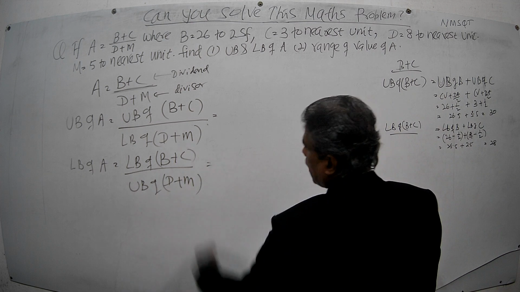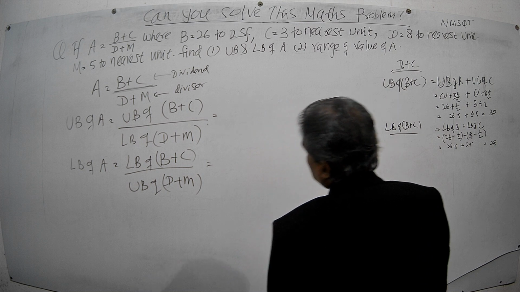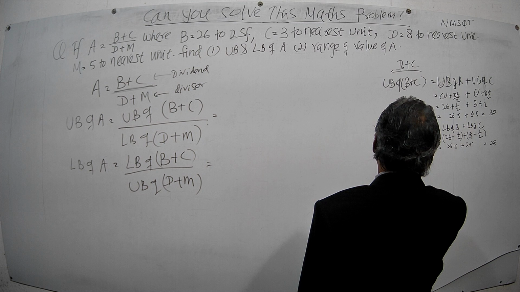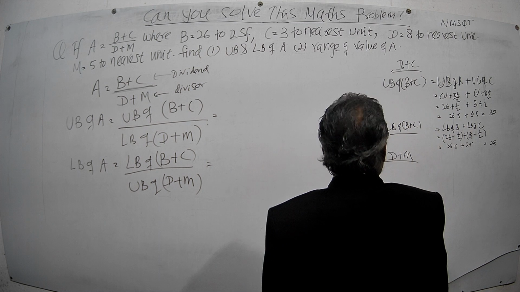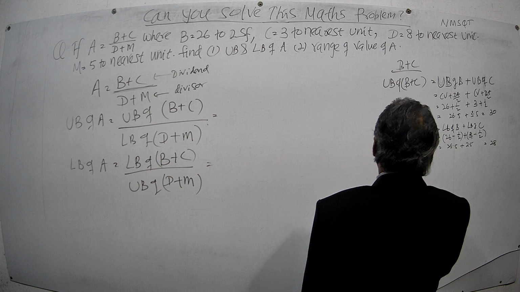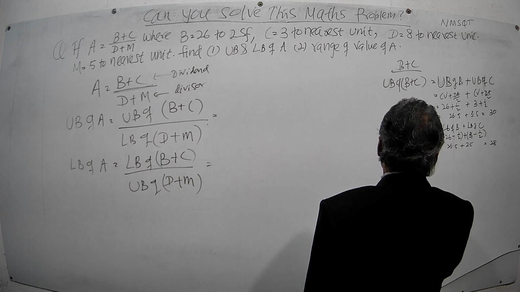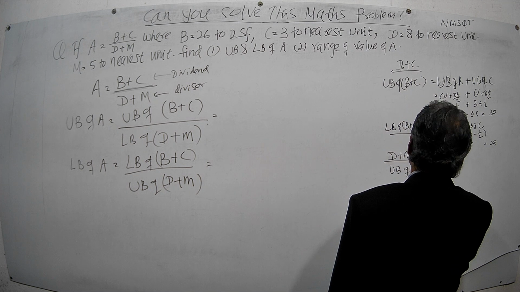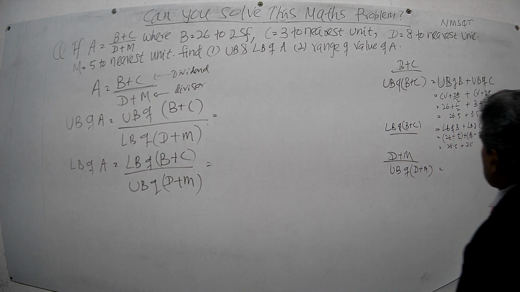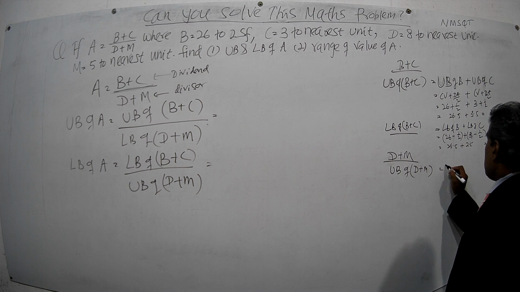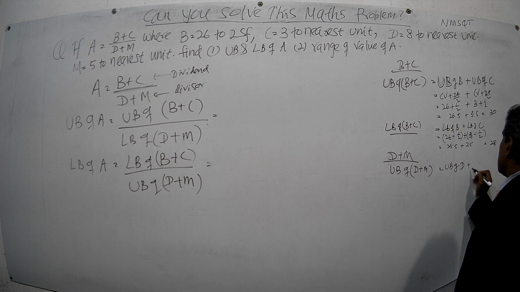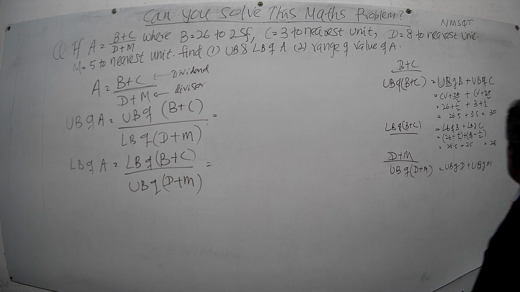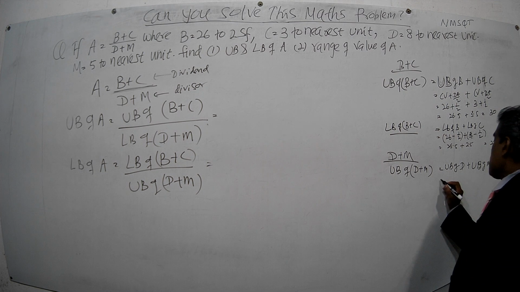Now you need to find the upper bound and lower bound of D plus M. Then you write D plus M, these are the values of D plus M, right? Then you find upper bound of D plus M. Again, the same thing: upper bound of a sum is the sum of the upper bounds. Then write upper bound of D plus upper bound of M. Okay. Then upper bound of D is the upper bound of a single corrected value.